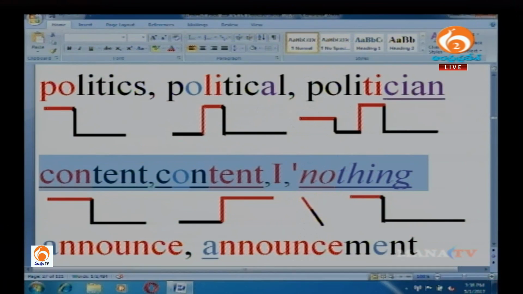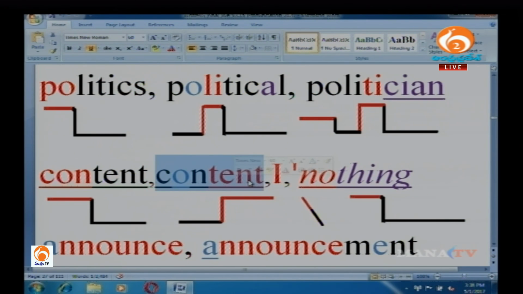Try this. Content, content is a noun. That means something that's inside. Content of a book, content of a box. Content, if you say content with tent louder, that's a different word, it's a verb. Content yourself with what you have. That means be satisfied with what you have.